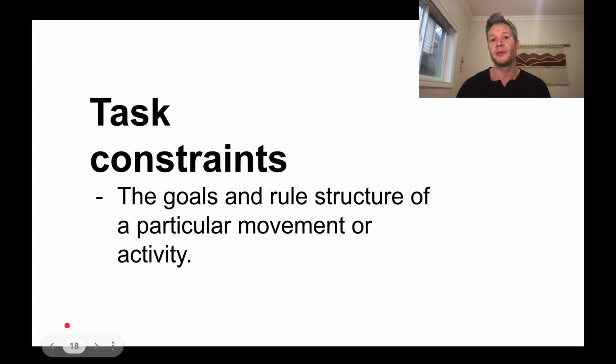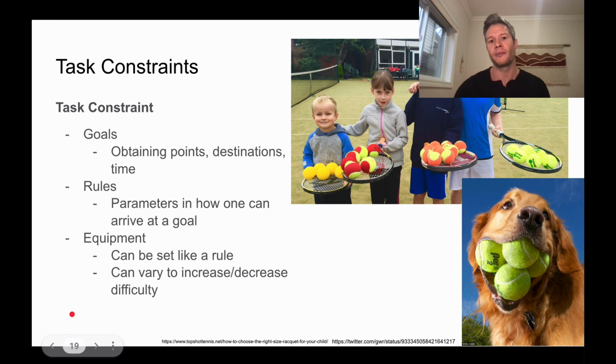Okay, and then last but not least, we look at the task. So it's the goals or rule structure of a particular movement or activity, and it can include the equipment. Okay, so goal, for example, with tennis is to hit the ball over the net to score a point. Okay, so that would be a goal. Rules, that's the parameters of how you can do it. Okay, so for example, if you want to make a rule in tennis to change it where you have to bounce it on your side as well as the other side's court before you can score a point, that would change the parameters of how you play that game.